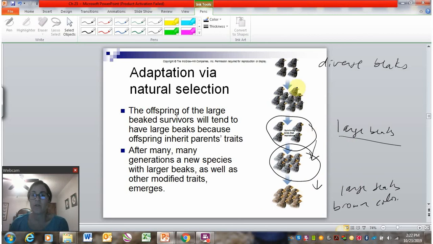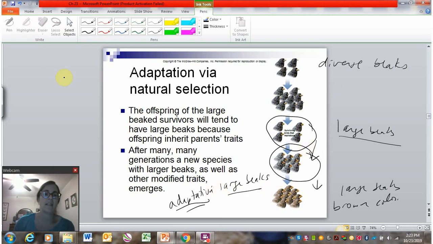So the result of this process, okay, to sort of recap: after many, many generations, because of the environment that has larger seeds, large-beaked birds are selected for. They're more fit in this particular environment. And so the result of evolution for this population of birds is a large-beaked bird. So we could also use that term adaptation that people have heard. So evolution, adaptation on this island results in a large-beaked bird.